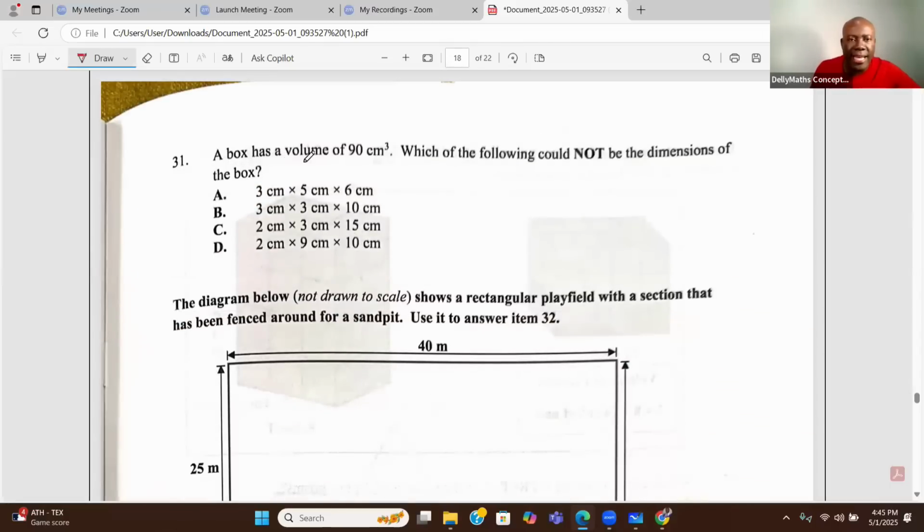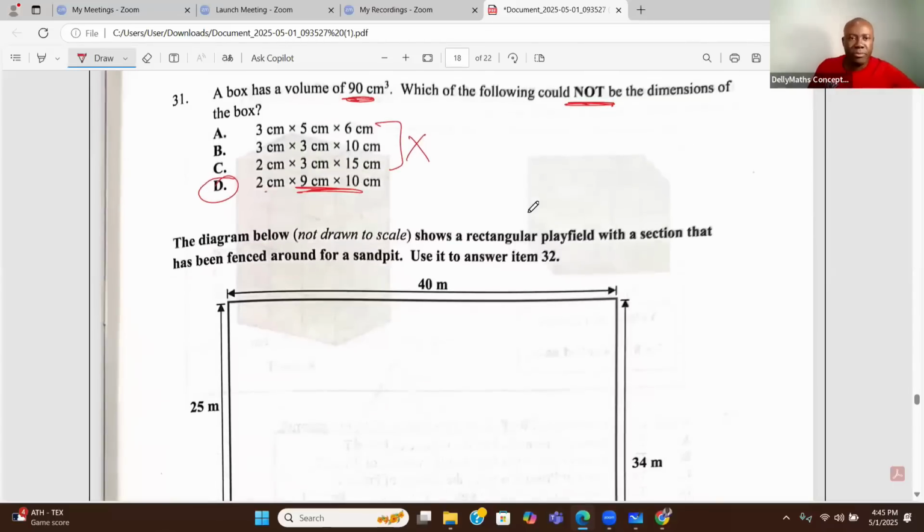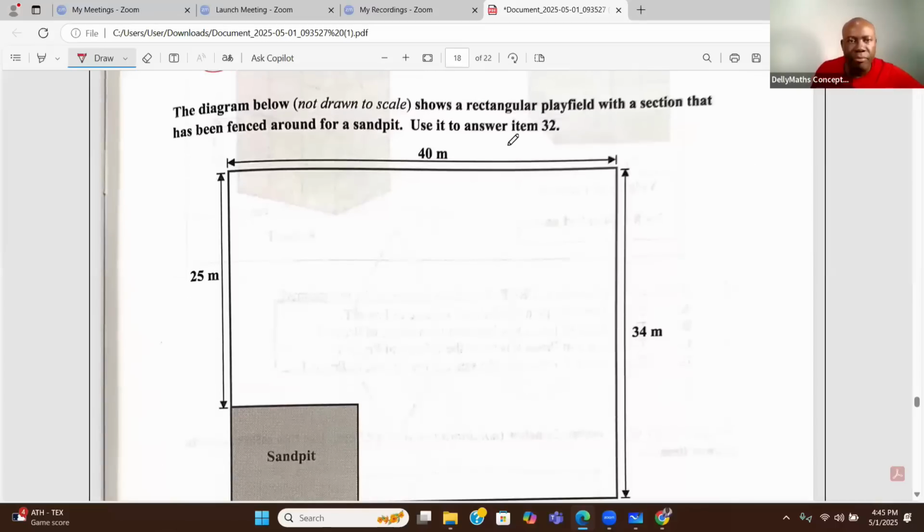We're coming down. A box has a volume of 90. Which of the following could not be the dimension? So which of these could not be 90? Well, this could not be 90 because this is already 90 and then times 2. So I'm not even going to check the rest. These are wrong because these are 90. So the one that could not be 90 is D. That's 180 right there. That's 180 we're looking at, not 90.